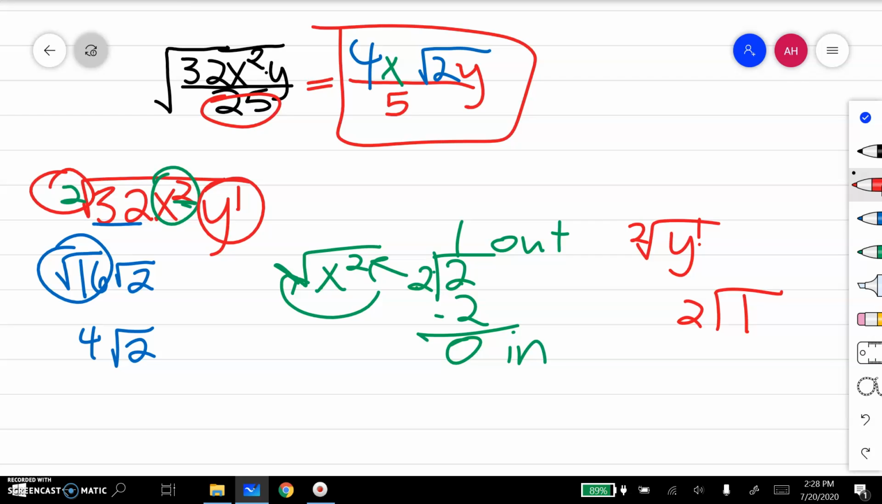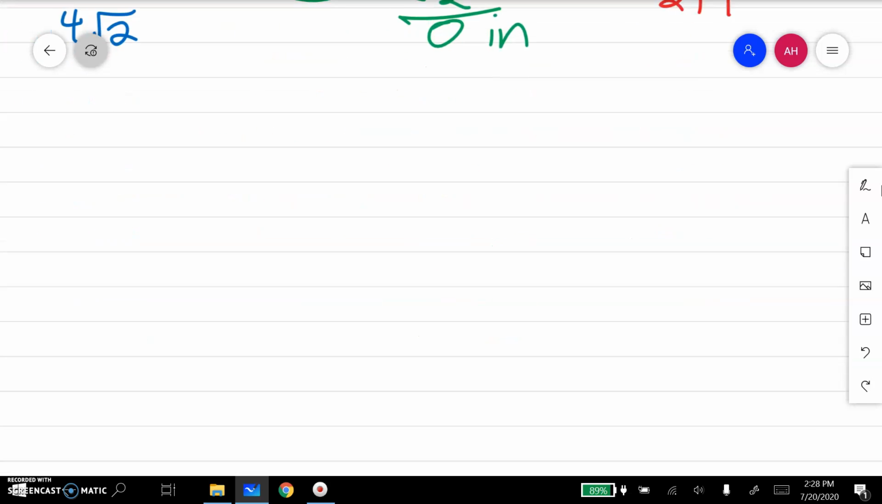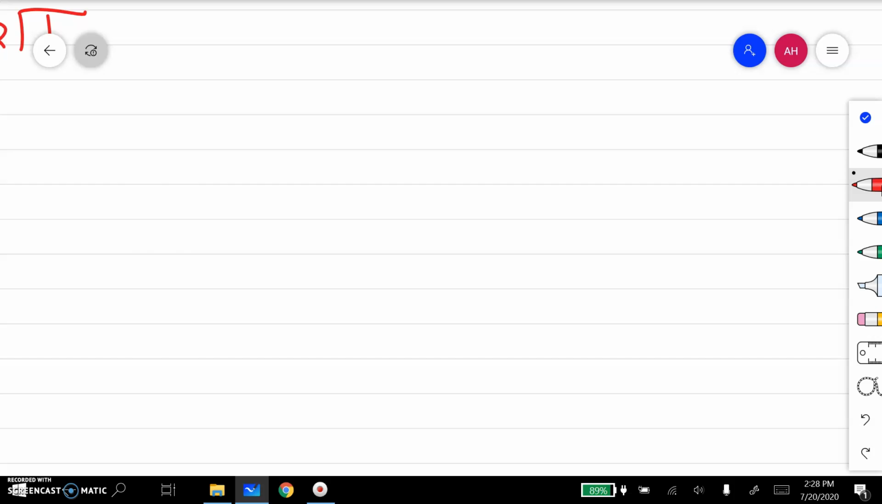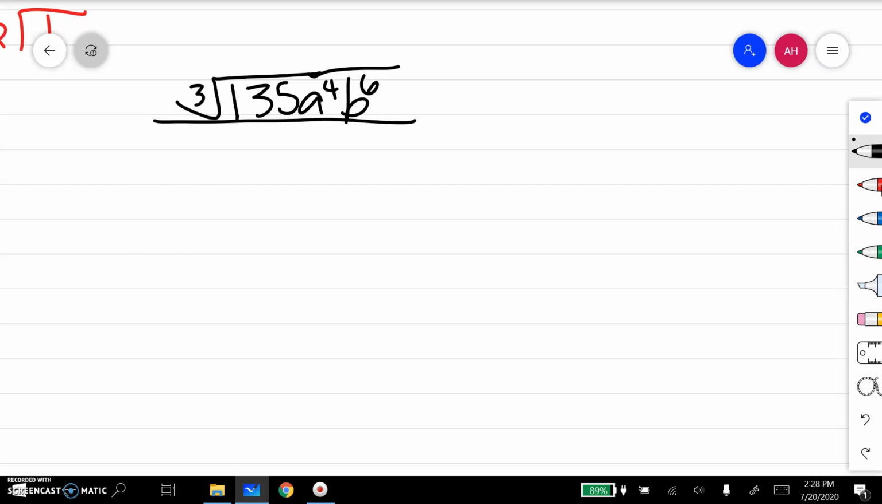Let's do another one. Similar, because there was another question. So let's say we have the cube root of 135 a to the 4th b to the 6th over the cube root of 5a.